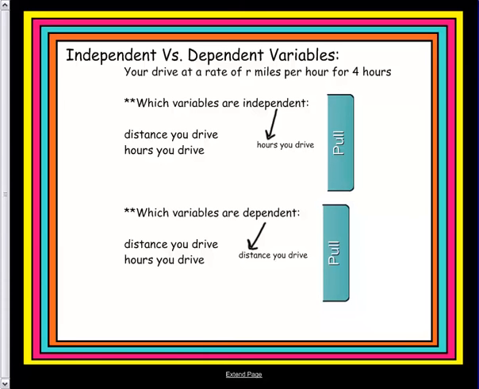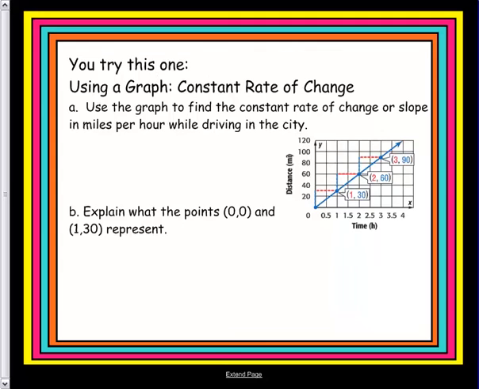Okay, let's look at two examples from the previous video. When we look at this, they were asking us to find the constant rate of change, which we knew was 30 over 1. 30 meaning our miles over our time in hours, okay? The dependent variable is the distance. This is our dependent variable, while our independent variable is the time.